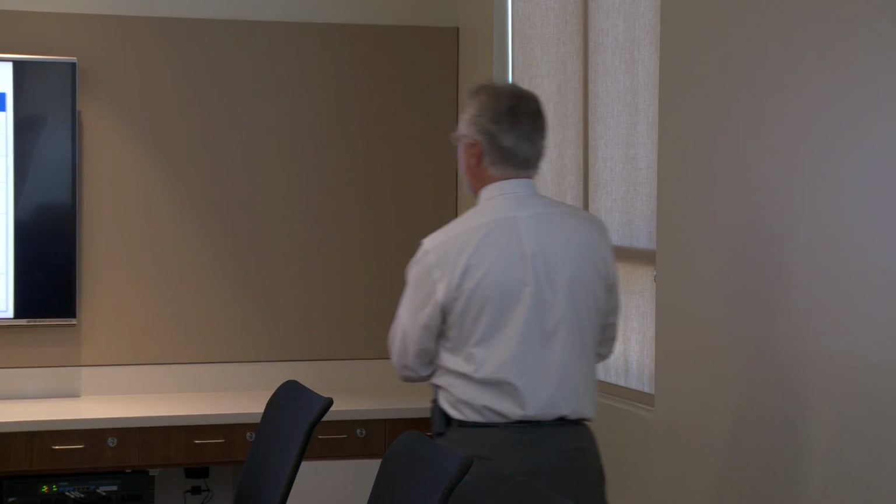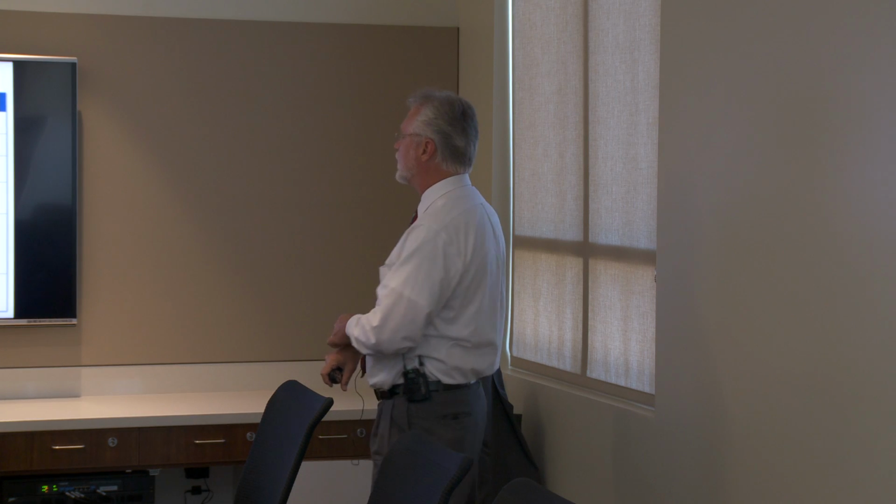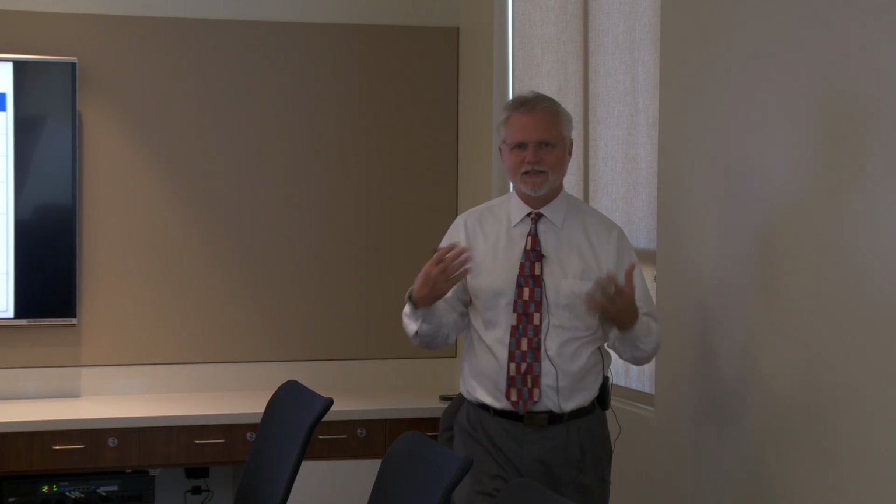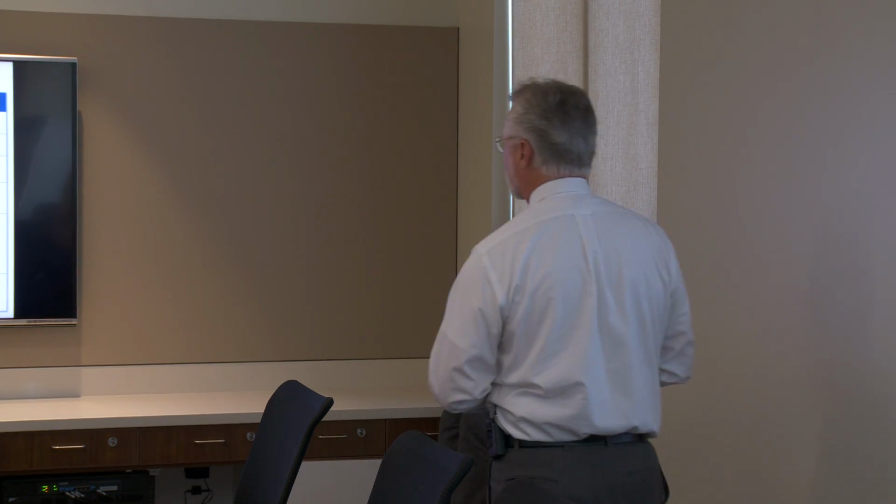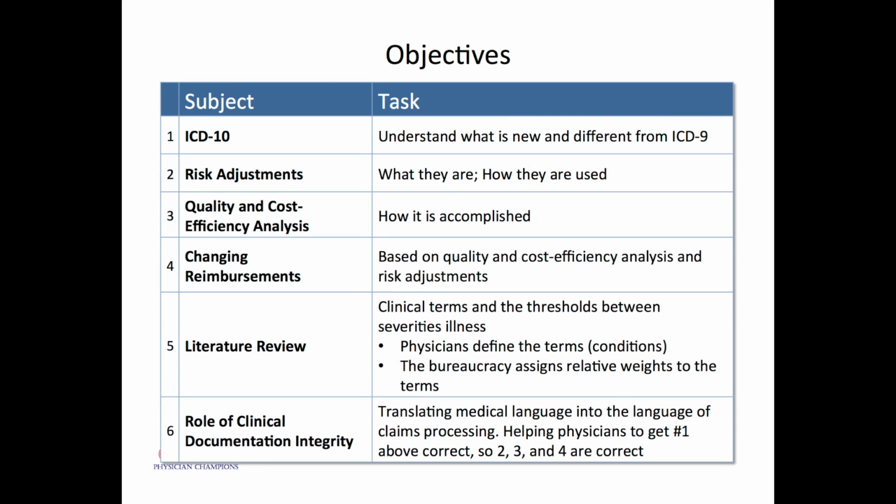We're going to talk about ICD-10 for sure, but there's a lot going on around ICD-10 that's going to affect us, our practice revenues and the public portrayal of our reputation that's important to know the background of. So we're going to talk about risk adjustments a little bit and how they're used, quality, cost efficiency analysis, our changing reimbursement environment, and we're going to talk about clinical conditions as represented in the literature, so we can use the appropriate terminology and identify the terminology that the coding system uses to give us credit for what we do.